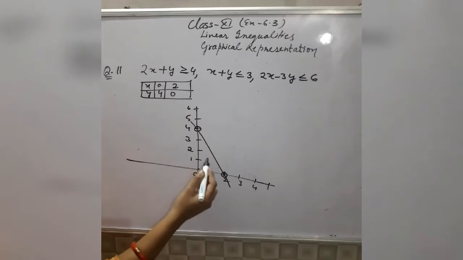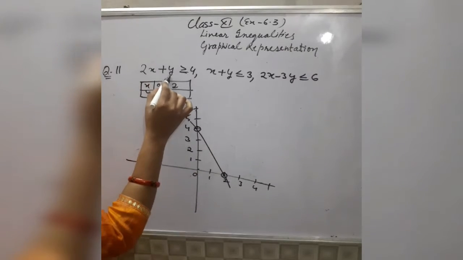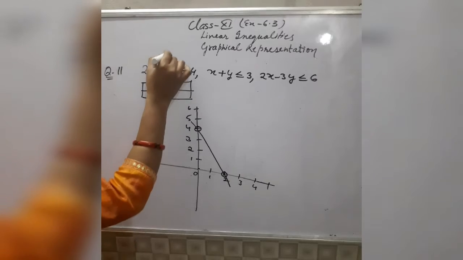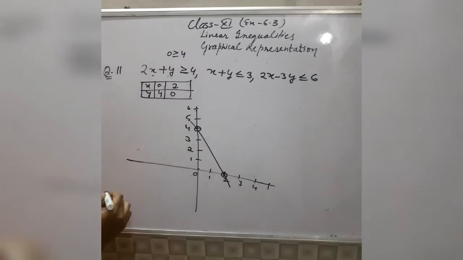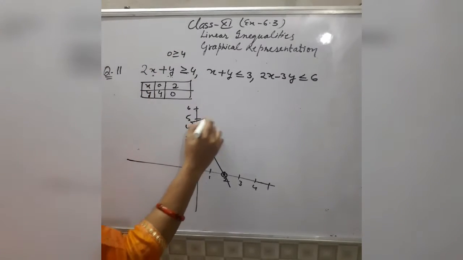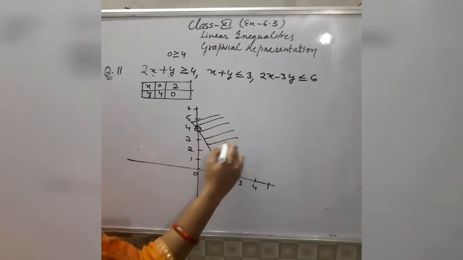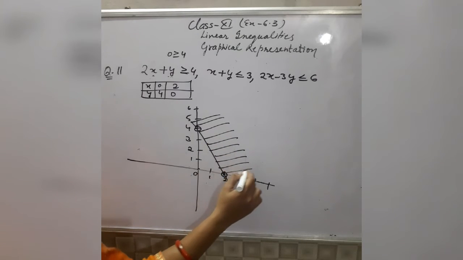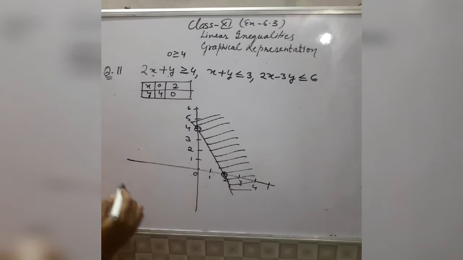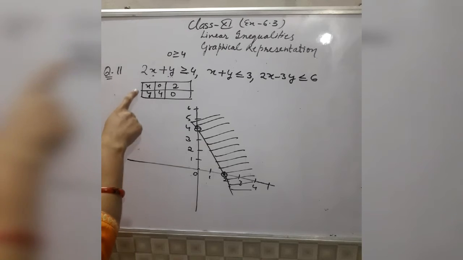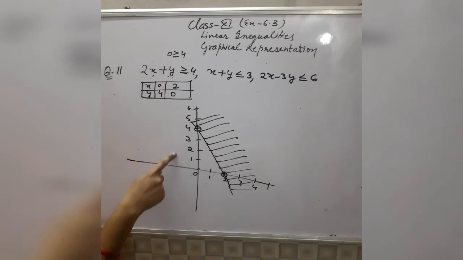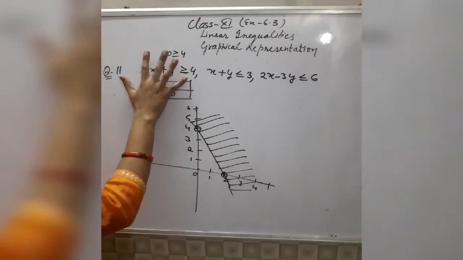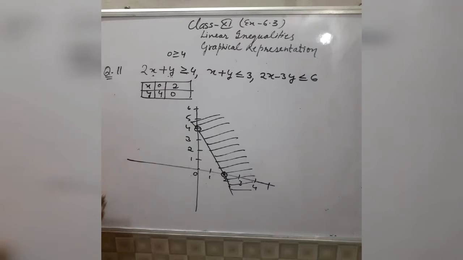Now for the shaded region, if you put the origin coordinates 0 0 here, then you will get 0 is greater than or equal to 4. This result is false, that's why you will shade the region away from the origin. This region you will take. So firstly we have taken the first linear inequality, then the table, then the points of this table, and then the shaded region. This means this linear inequality is completed. Now we will come to the second linear inequality.